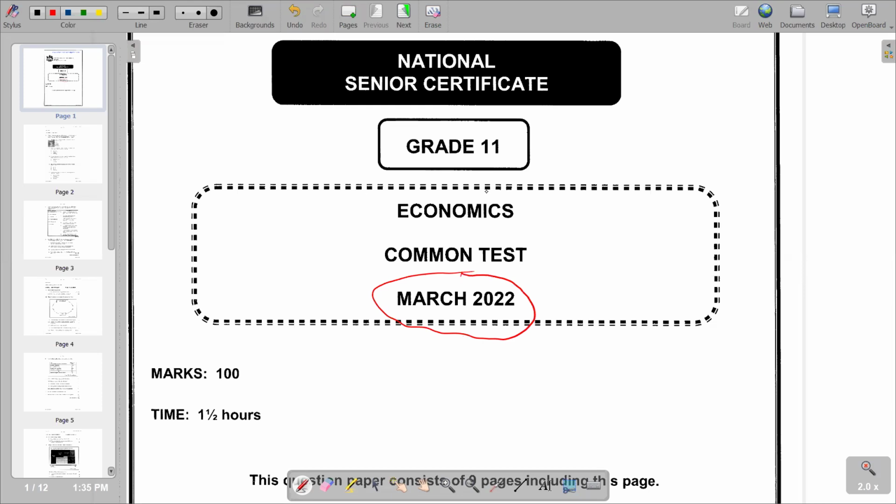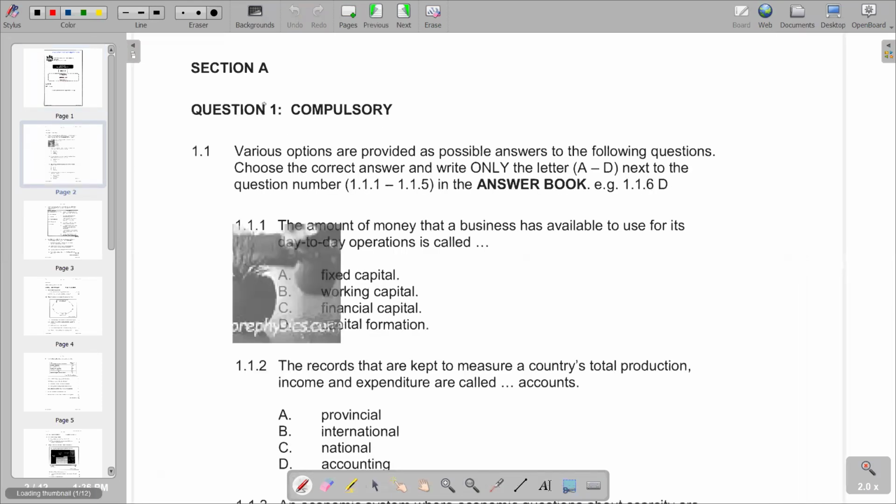Going back to our video, we are going to start on section A, where we have our multiple choice section. And remember, it is compulsory and very important for you to take note. So our question is: various options are provided as possible answers to the following questions. Choose the correct answer and write only the letter A to D next to the question number. That is 1.1.1 up to 1.1.5 in the answer book.